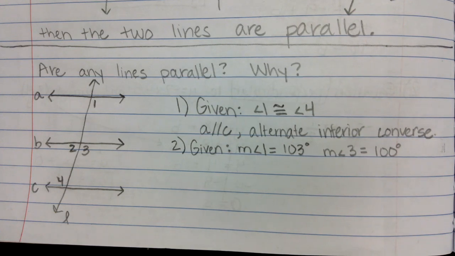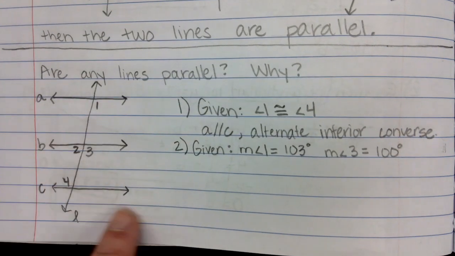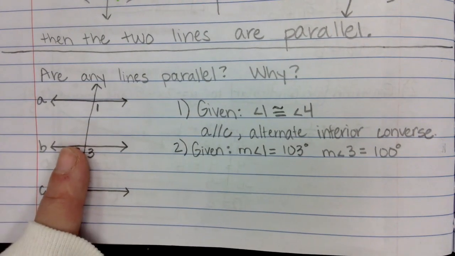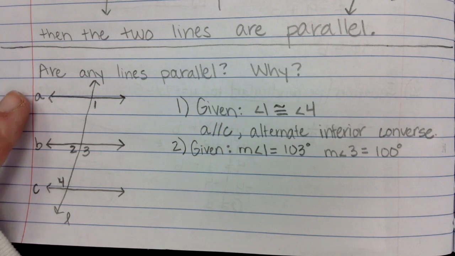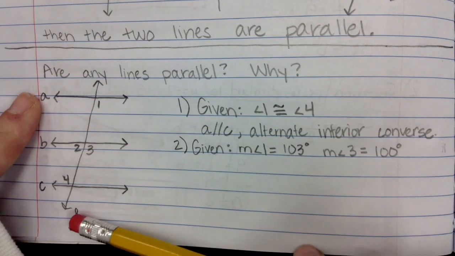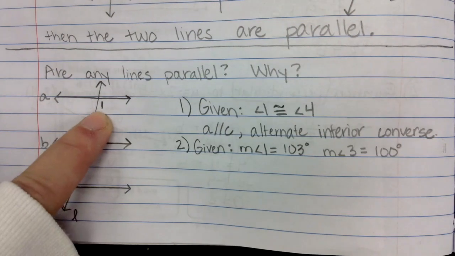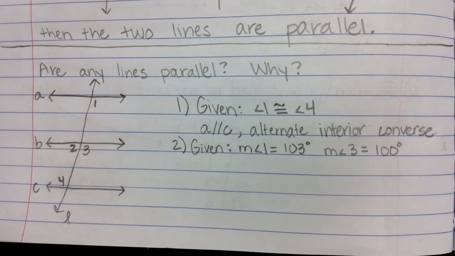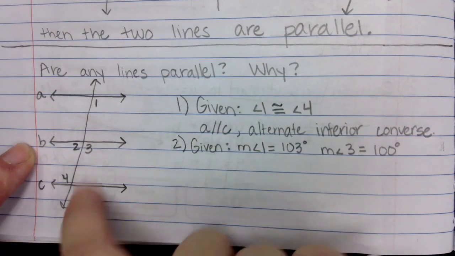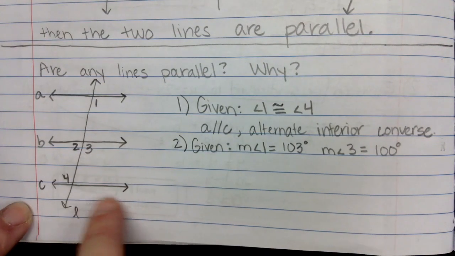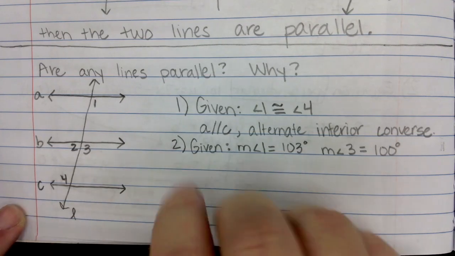Okay, I'm looking at 1 and 3. What's the relationship between 1 and 3? Are they corresponding, alternate interior, consecutive interior, or alternate exterior? What told you corresponding? Yeah, they're in the same position. Are they both exterior, both interior? Nope, we have one of each, and they're both kind of on that left side, so that's corresponding.